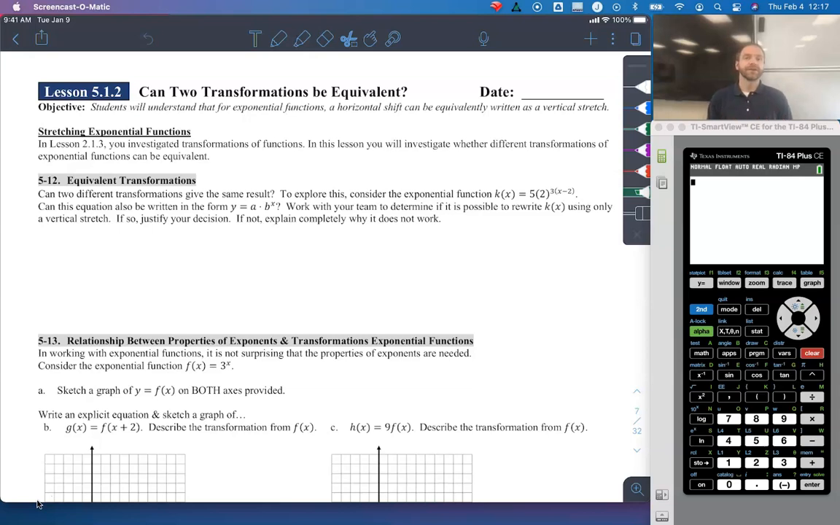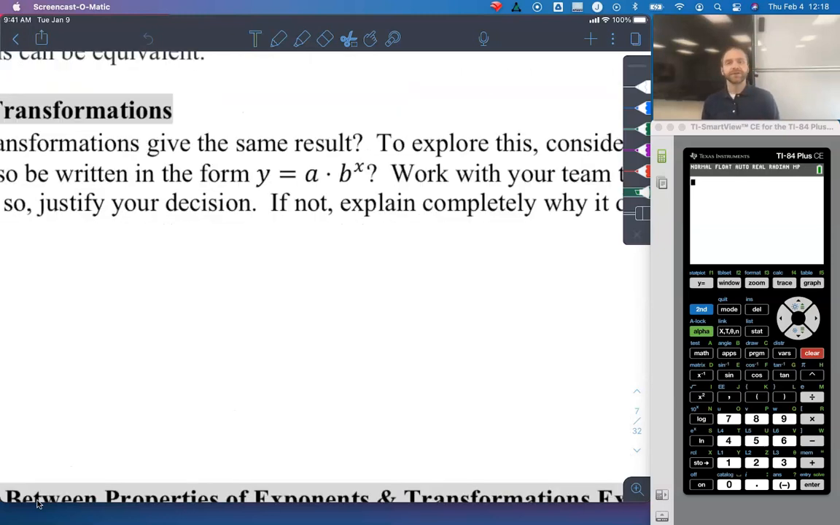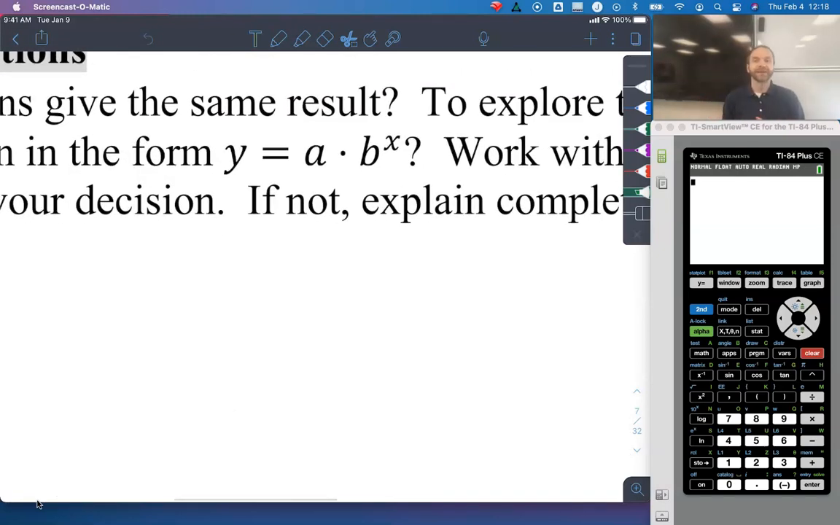So we're going to use the function k of x equals 5 times the base of 2 raised to the 3 times x minus 2 power. And we're going to try and transform it to equal y equals a times b to the x power. What's important about this is going to be the final structure of our answer. So we have to use this as a template. We want a coefficient. We want an a value. We want just one base, b.